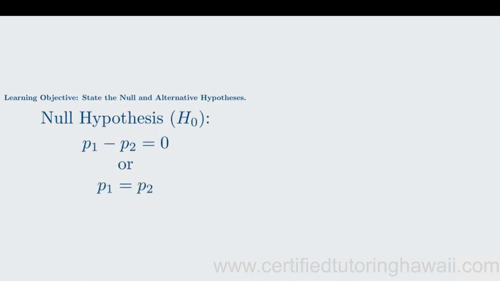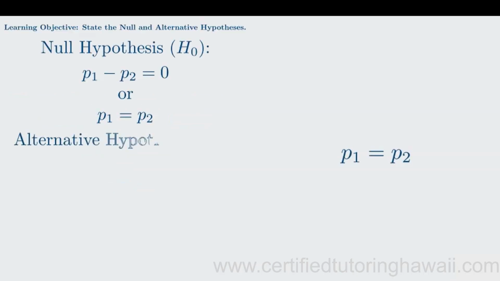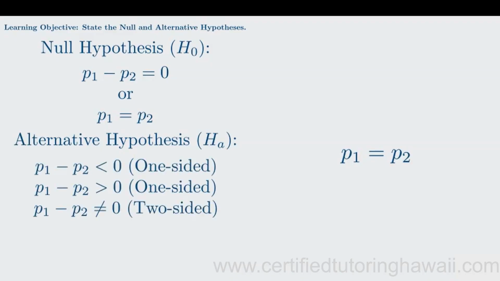Now that we know the method and how to define our parameters, let's talk about the claims we are testing. In a two-sample z-test, the null hypothesis, or H0, always represents a statement of no difference. Essentially, we start by assuming that the proportion in population 1 is exactly the same as the proportion in population 2. If there is no difference between them, subtracting them results in 0. The alternative hypothesis is what we suspect might actually be true. We have three choices here. A one-sided test is used if we believe one proportion is specifically larger or smaller than the other. If population 1 is smaller than population 2, the difference is less than 0. If it is larger, the difference is greater than 0.